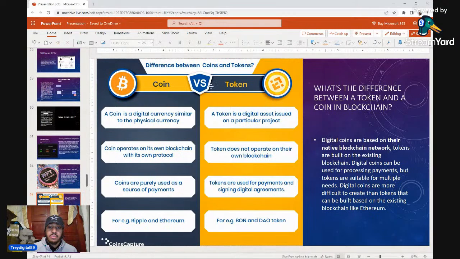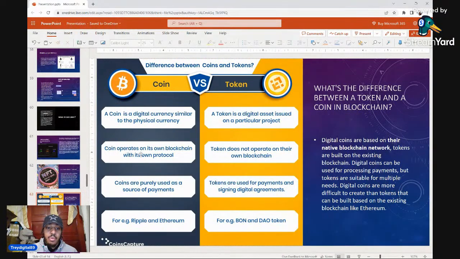Just replay coins and tokens. A coin is a digital currency similar to a physical currency. A token, on the other hand, is a digital asset issued on a particular project. A token could create its own currency, or it can be an app, or it can be used as a tradable asset like an NFT, digital art. So any particular project, it can do so many different things. A coin is just a digital currency similar to a physical currency, like a fiat currency.